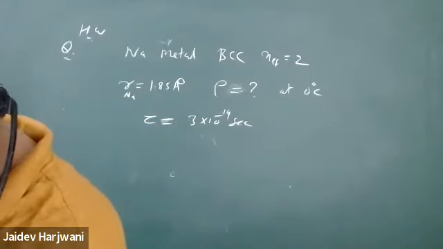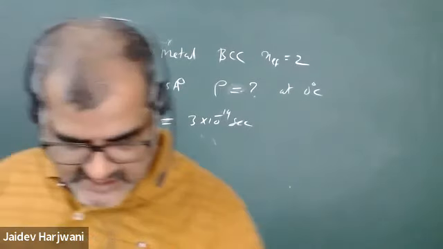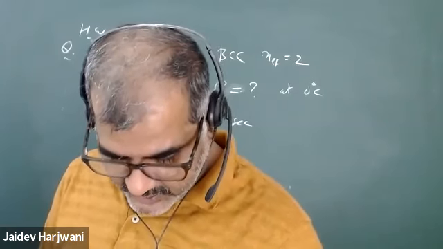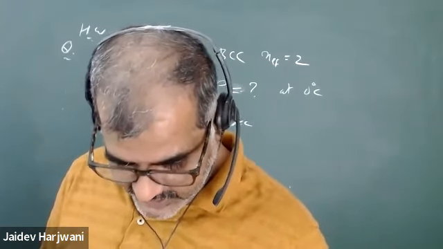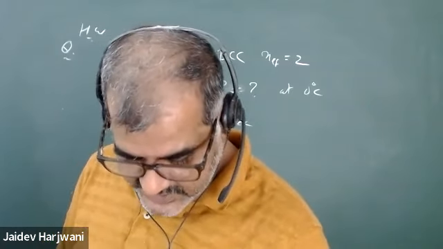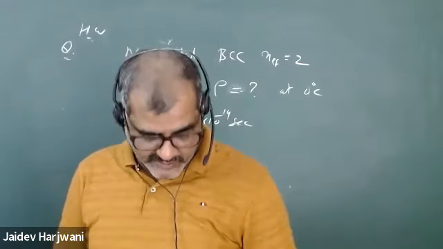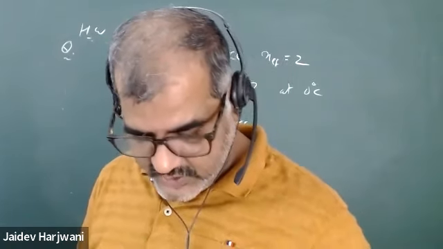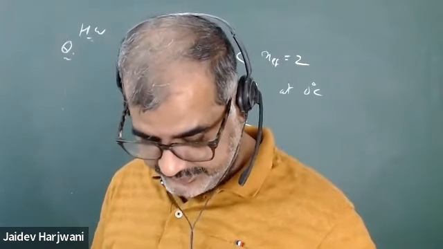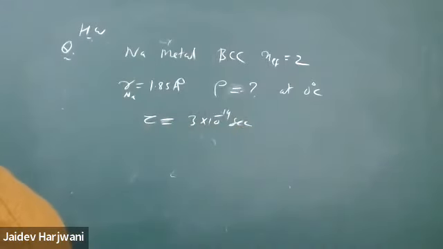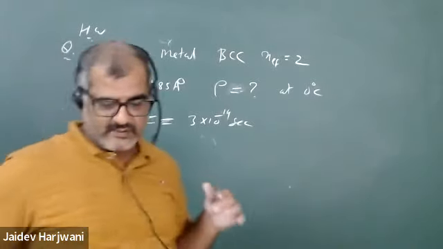क्वेश्चन क्लियर है आपको? बीसीसी मेटल दे रखा है, रेडियस दे रखा है आपको, और क्या चाहिए आपको करने के लिए? एन इफेक्टिव दे रखा है, रेडियस दे रखा है, आपको रेजिस्टिविटी निकालनी है. रेजिस्टिविटी निकालने के लिए आपको मेनली तो कैरियर कंसंट्रेशन चाहिए, तो वो कैरियर कंसंट्रेशन कैसे निकालोगे वो बताओ मुझे. So I'm stopping here, ये तो कल करेंगे इसको. Anyone, any idea? कोई बता सकता है कैसे करेंगे क्वेश्चन को?